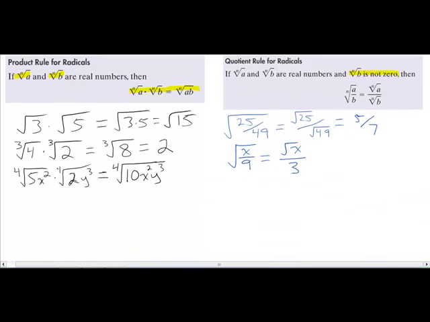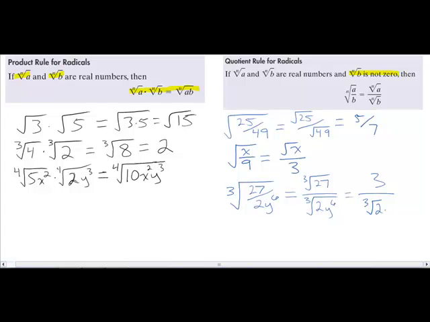Of course, this also applies for cube roots. Let's say I have the cube root of 27 over 2y to the 6th. Well, this would be equal to, you know what the cube root of 27 is, hopefully, over the cube root of 2y to the 6th. Well, this is equal to 3 over, cube root of 27 is 3, right? Now, the cube root of 2, we can't really do anything with that. The cube root of 2, that's not going to simplify.